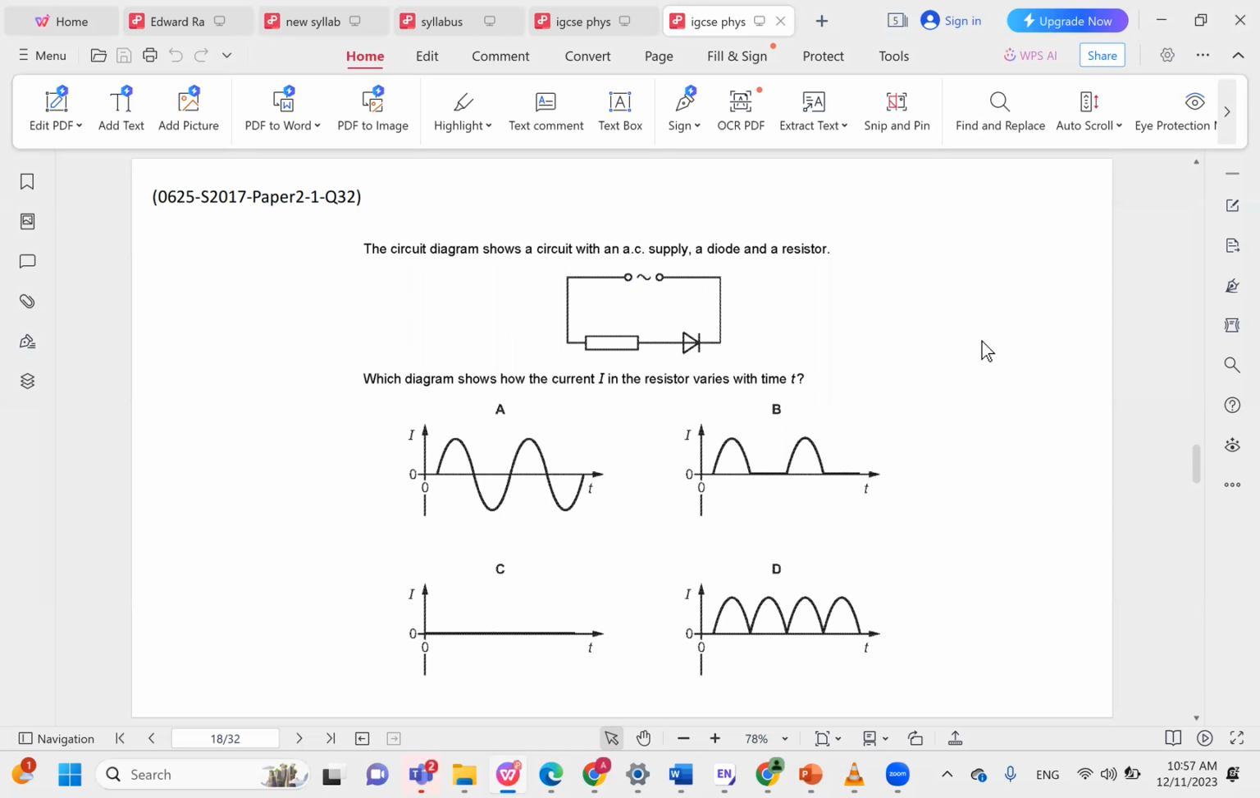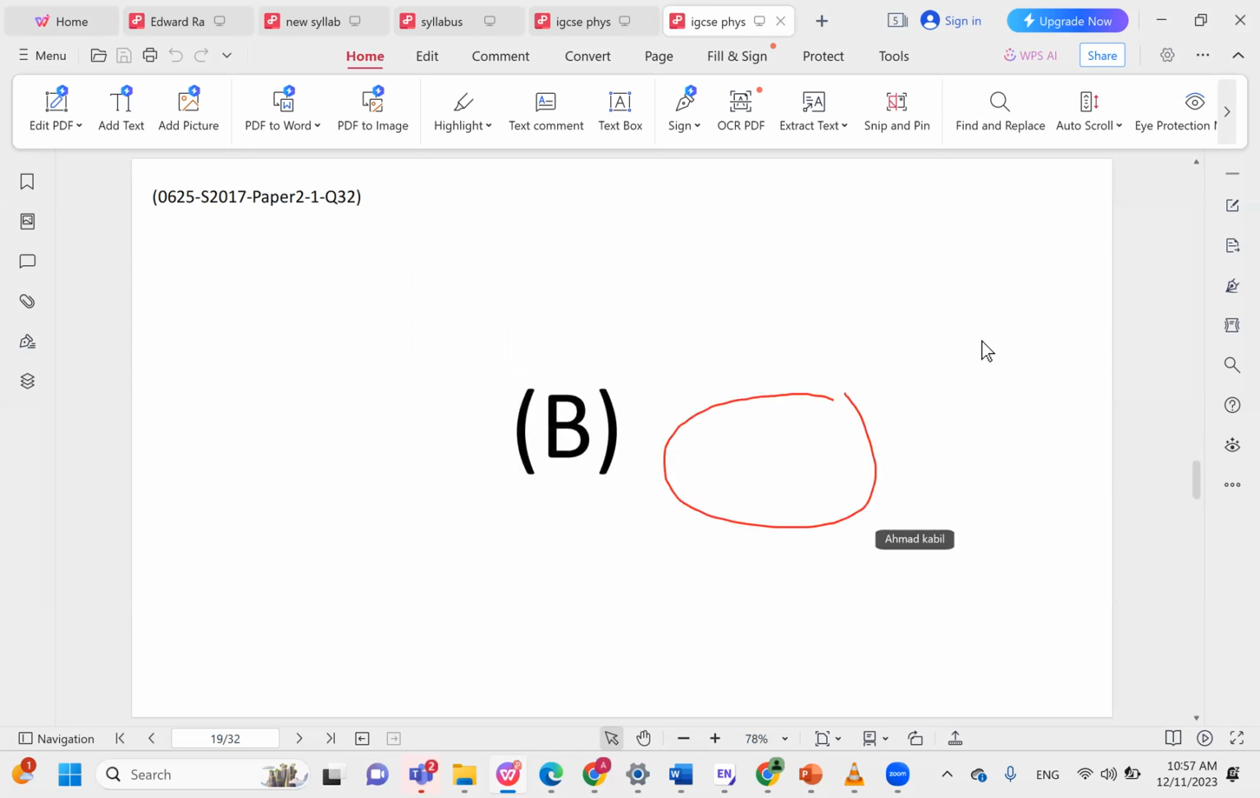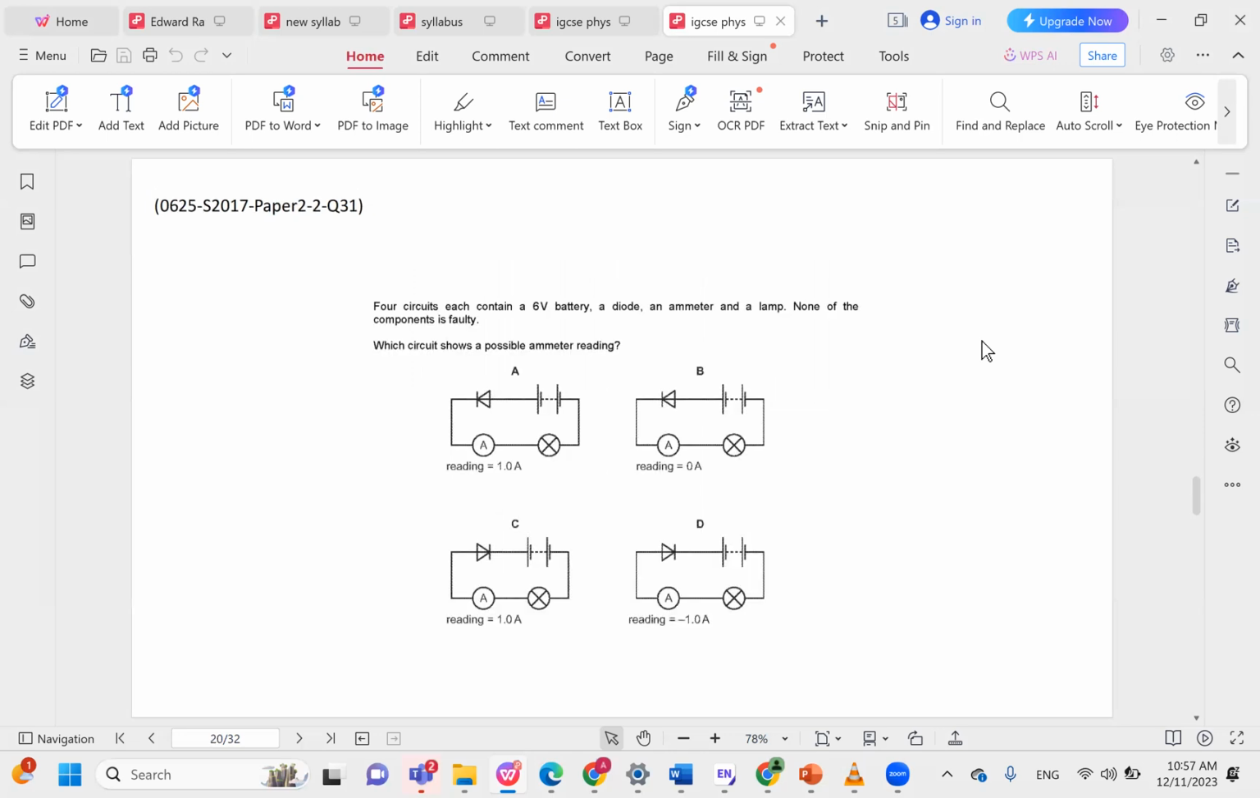This should have gone on with the previous section, but anyway, which diagram shows how the current varies with time? Of course, we said this before. This is graph B. I apologize for that. But B here is the correct answer. Yes, starting here, this is where analytical questions are supposed to start.